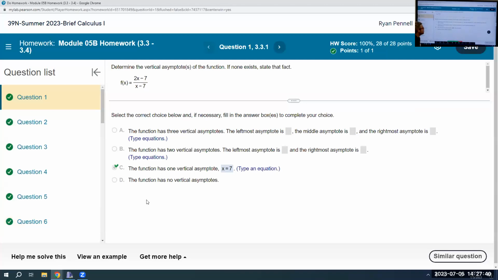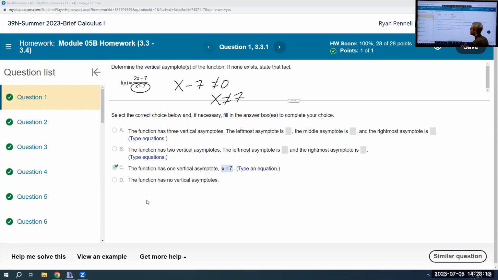So looking at question 1. It says determine the vertical asymptotes of the function. If none exist, state that fact. Vertical asymptotes, that was where x equaled 0 there. So it's what number can x not be, really is what I'm asking myself. Looking at this denominator, x minus 7 cannot equal 0. Where does that occur? That occurs at x cannot equal 7. So that's a vertical asymptote.